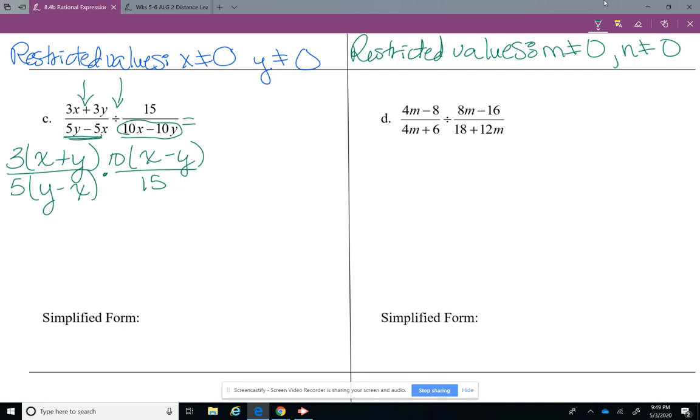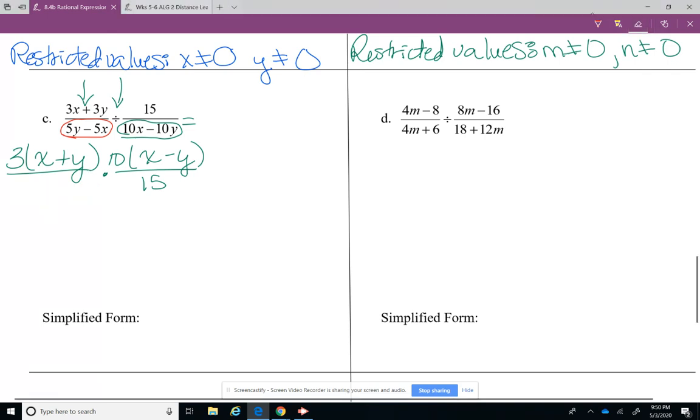See this one, let me do it in red so you know where I'm at. You see how the y and the x were not in alphabetical order. Okay, we're going to fix that. We're going to erase this because it's going to help us out, okay?